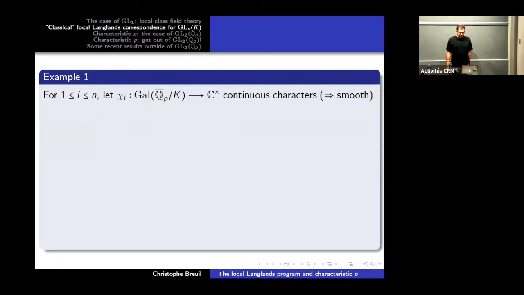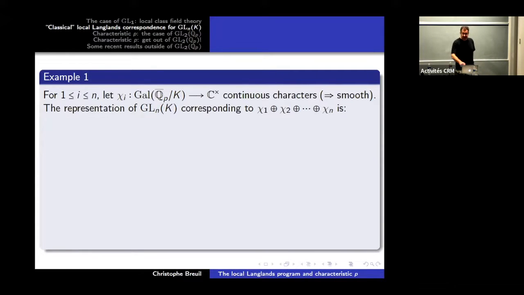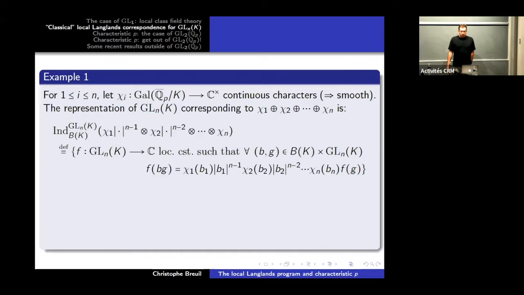Let me give you one example, which we keep throughout this talk, which is the most elementary example of this correspondence. So you pick n characters of the Galois group, so continuous, so smooth characters from Galois QP bar over K to C cross, and you consider the direct sum. So this is an n-dimensional representation of Galois QP bar over K. And so the representation corresponding to this Galois representation is the following.